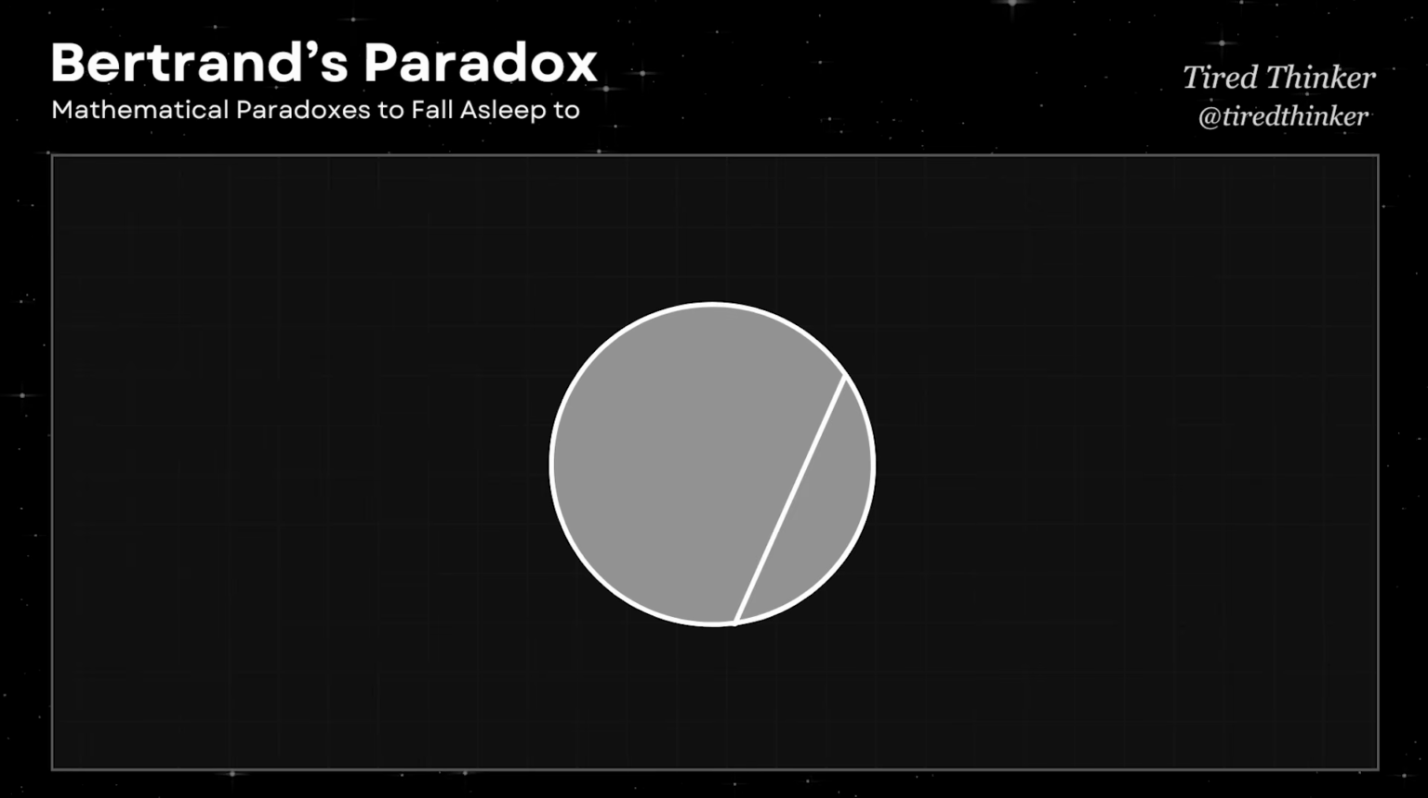The paradox also shows why intuition about probability is often wrong. Many people assume probabilities should always be obvious and fixed, but this paradox proves that different logical methods can give different probabilities. The lesson is that probability depends on how randomness is framed, not just on the event itself.